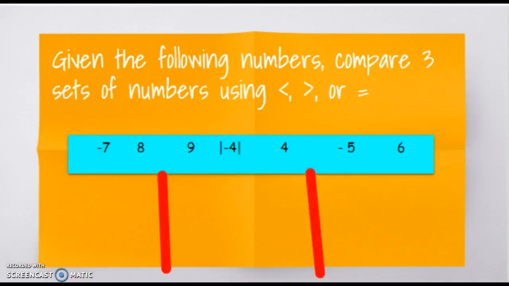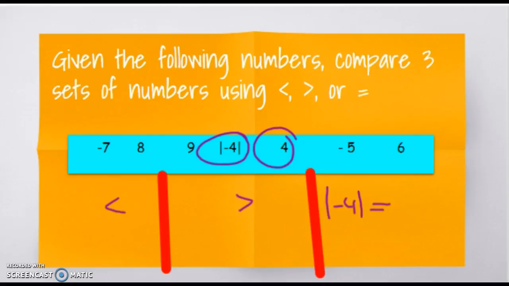All right, the next one says, given the following numbers, compare 3 sets of numbers using the less than, greater than, or equal sign. So I'm going to go ahead and write those signs in here. The only 2 numbers that are equal to each other in this case are my absolute value of -4, which is worth 4, and then just a normal 4. You can pick any of these ones you want. -7 is less than 8. 9 is greater than -5. Those are just some options, but like I said, there is obviously more than one answer there.